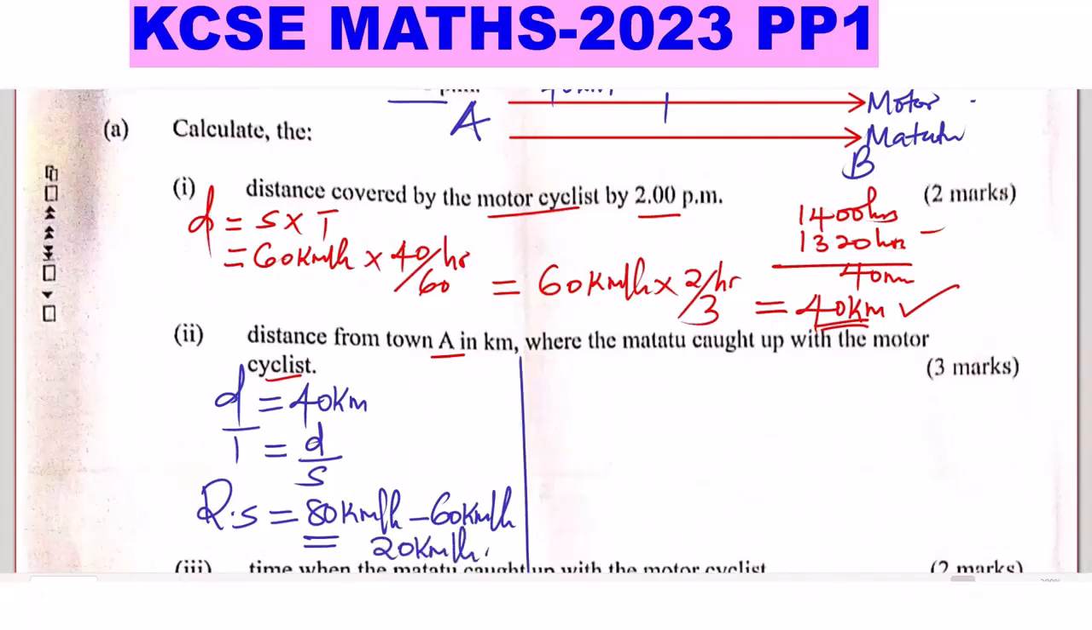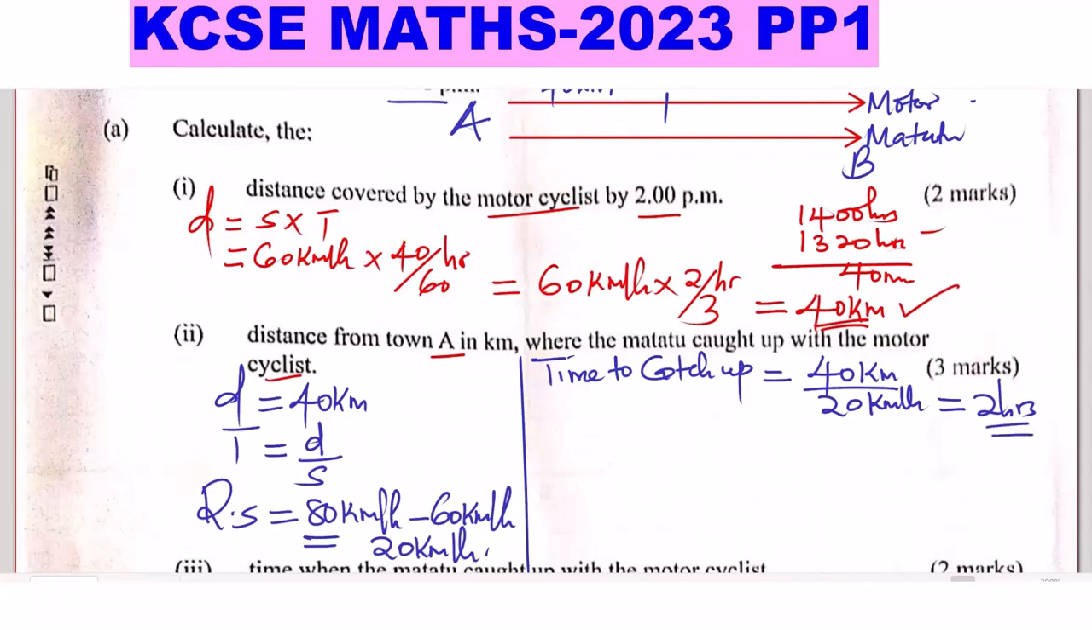Now we have what we require to get the time taken to catch up. Time to catch up will be given by relative distance, the distance between them by 2 p.m., which is 40 kilometers, divided by relative speed, which is 20 kilometers per hour. And this will give 2 hours. So 2 hours is the time taken to catch up. The question is the distance from town A in kilometers where the matatu caught up with the motorcyclist. Distance from A.